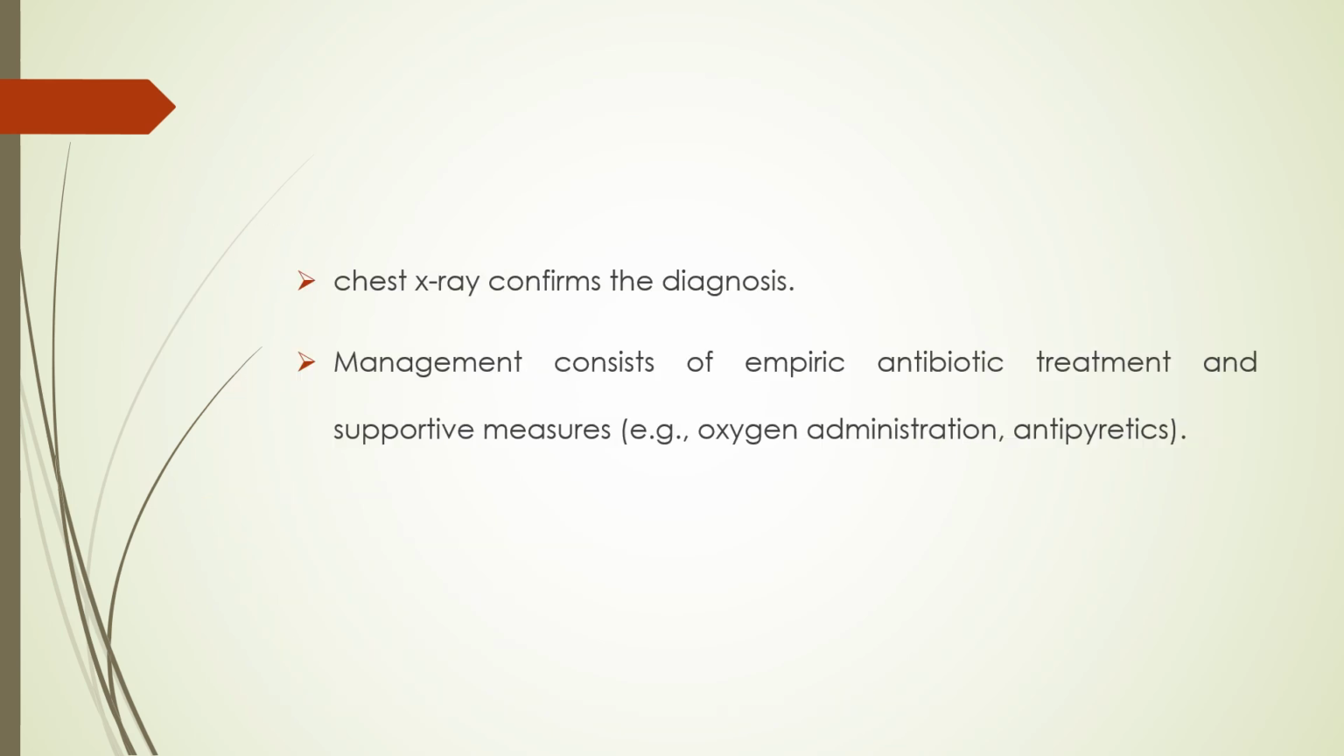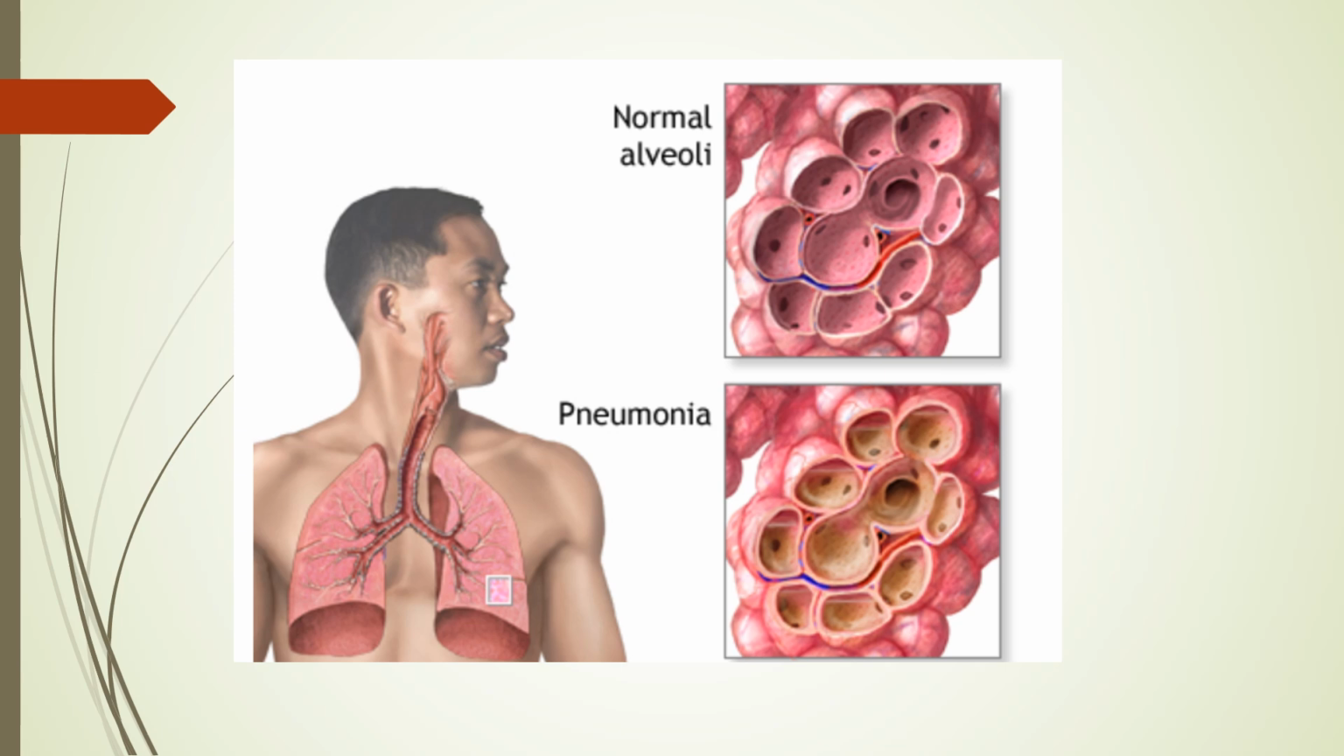The chest X-ray confirms the diagnosis, and the treatment is antibiotics because this time the pathogens responsible for pneumonia are bacteria. And of course, we could give some supportive measures like oxygen administration or antipyretics if we have fever. So as we have said, those are normal alveoli, and in pneumonia we have the presence of pus or some cells in the alveoli.